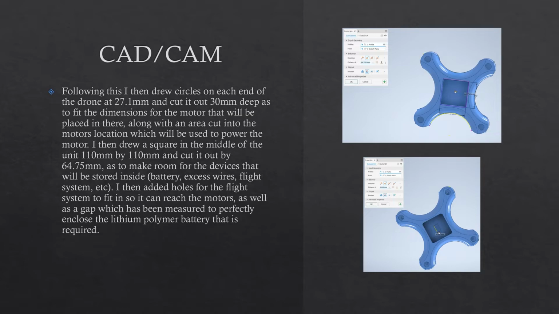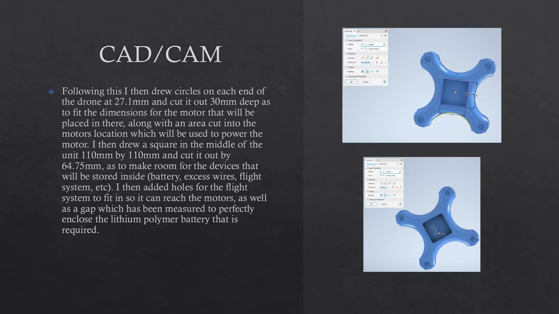Following this, I then drew circles on each end of the drone at 27.1mm and cut it out 30mm deep as to fit the dimensions for the motor that will be placed in there, along with an area to cut into the motor's location which will be used to power the motor.